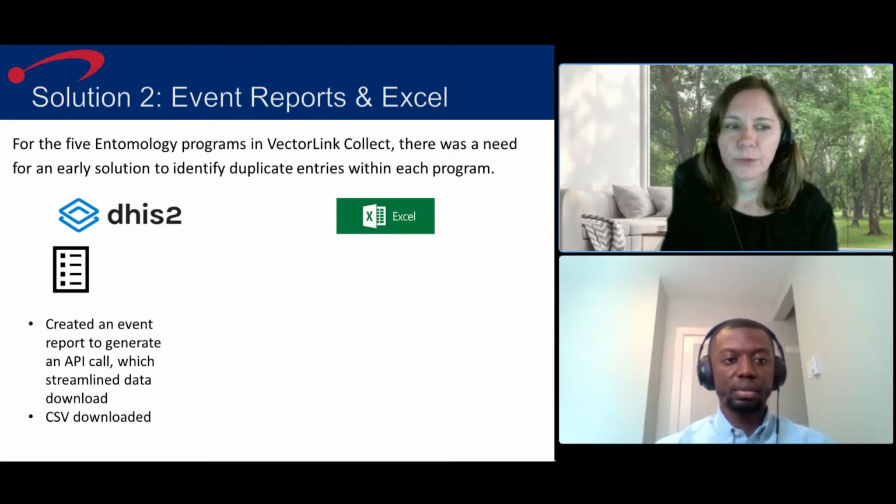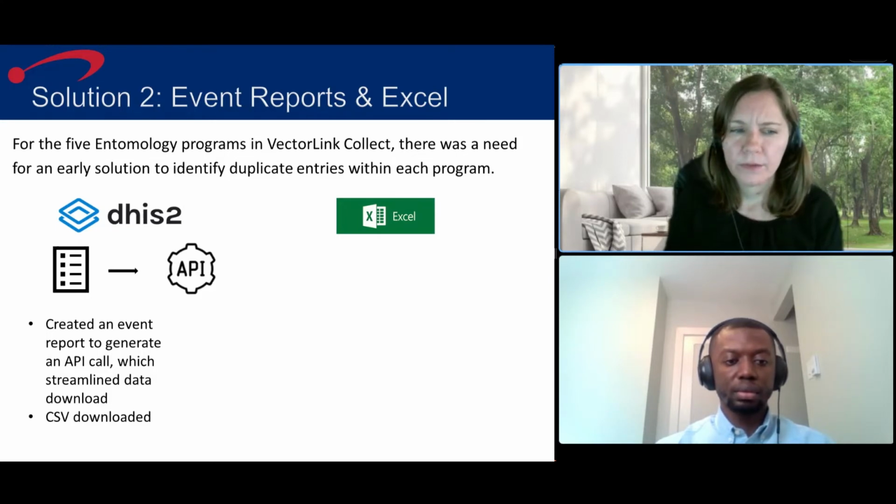The first step in this process was creating an event report for each program that pulled relevant data points, including category options, and downloading the data sets as CSV files. We discovered early on that we could copy the Analytics API from the Network tab of the developer tools and use that API call to streamline the download process.